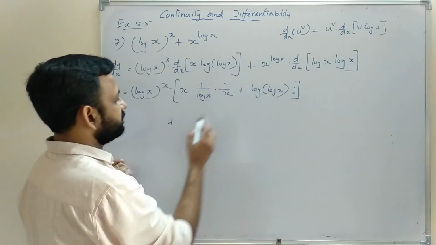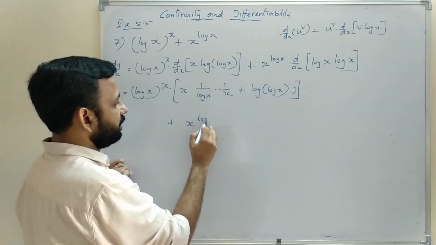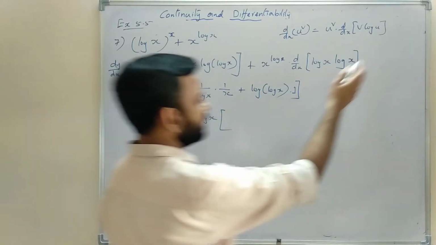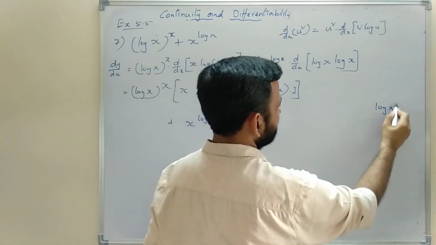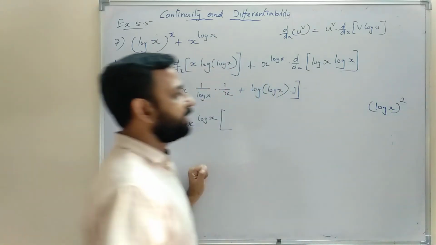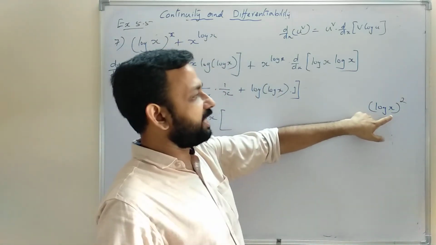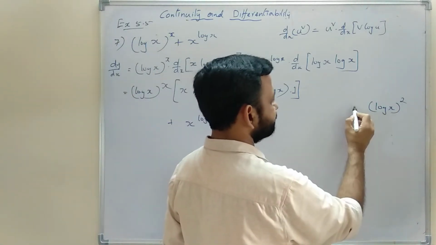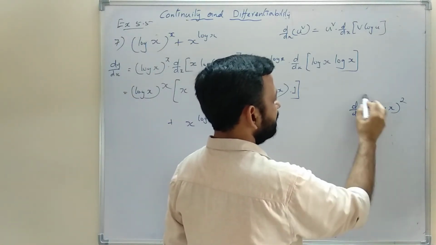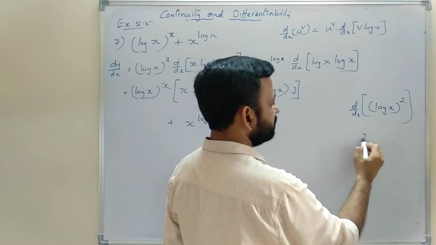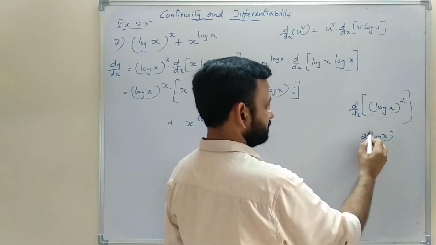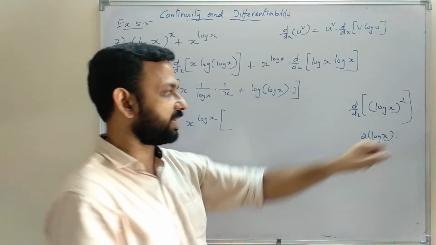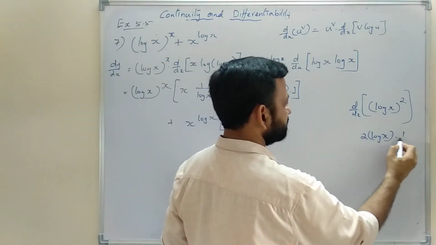plus then this one x raised to log x, then we will apply log x into log x, that is log x raised to the power 2. So here d by dx of x raised to n formula. So when we find the derivative of this one, d by dx of log x raised to the power 2, that is 2 log x into log x raised to the power 2 minus 1, that is 2 log x into derivative of log x, 1 by x.